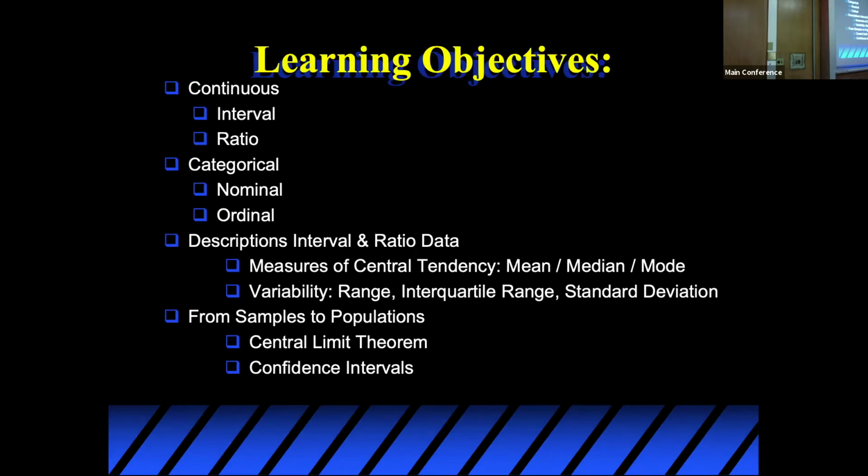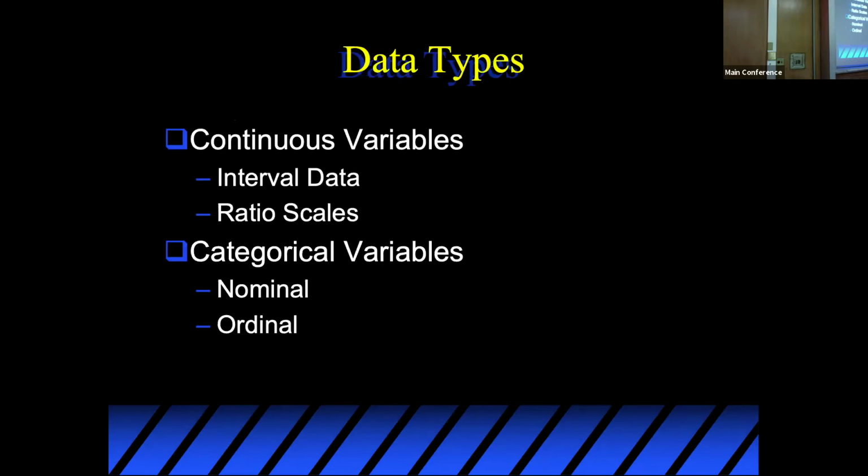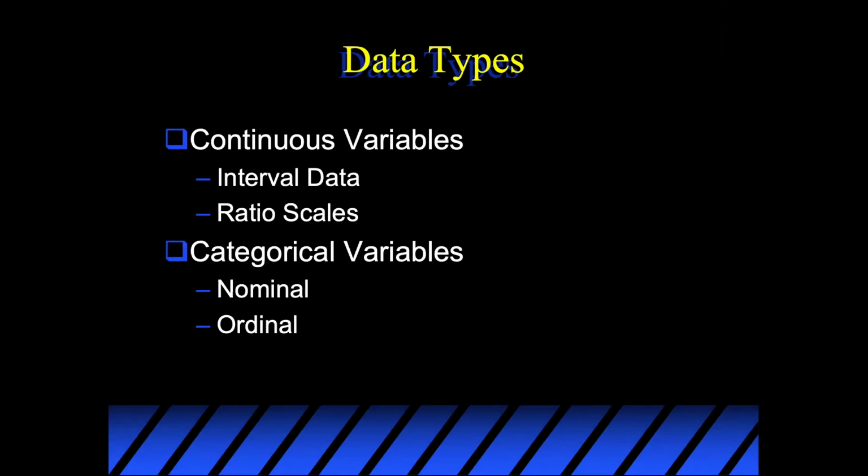You're going to go forwards. So there's continuous data and categorical data. Under the continuous data, there's interval and ratio data. The categorical data, which are chunks of data, is nominal and ordinal data.